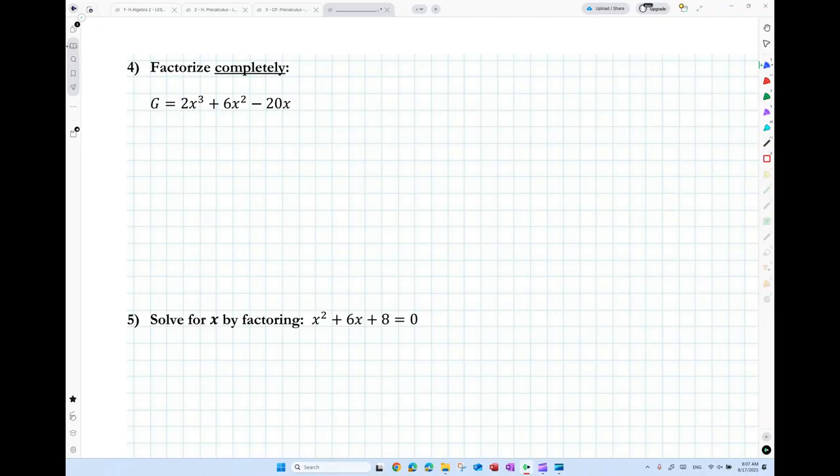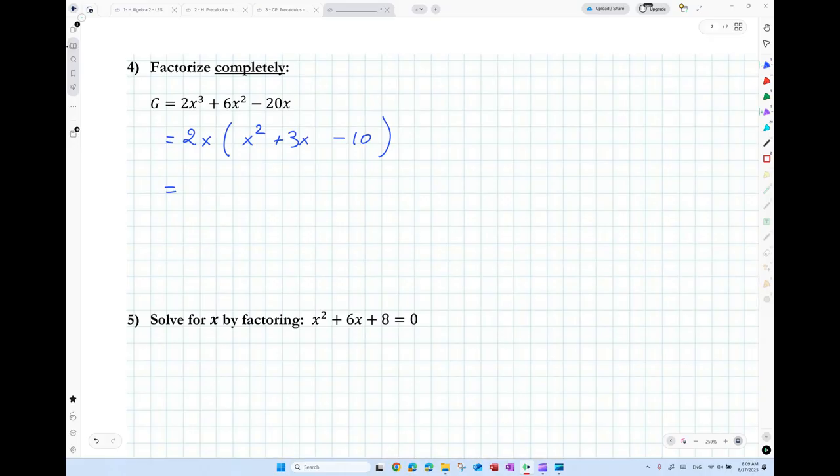Number 4, to factorize completely, first I'm going to factor out the GCD, and those three terms have 2x in common. So I'm going to factor it out, and to know what I'm going to put inside the parentheses, I'm going to divide each term by the greatest common divisor, the GCD. And I will have x squared. 6 divided by 2 is 3. X squared divided by x is x. Negative 20x divided by 2x is negative 10.